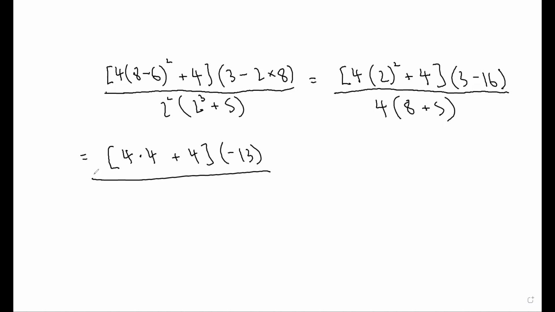And then what else can we do? 4 can just stay on the bottom. And then 8 plus 5 is 13. So at this point, there is something you could do to simplify this. You could cancel out the 13 on the top and the 13 on the bottom.